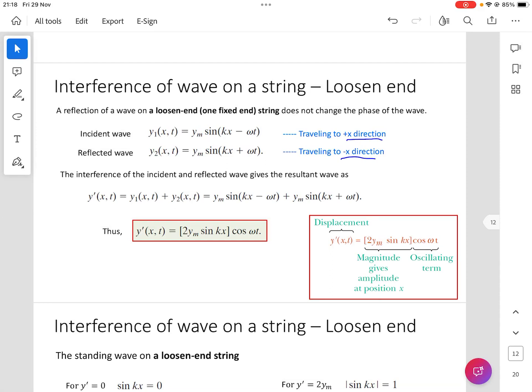In our previous case, we talked about the interference of waves on a string moving in the same direction. In this case, we're going to deal with waves moving in opposite directions. Think about the interference of two waves, where one is the incident wave and the other is the reflected wave.